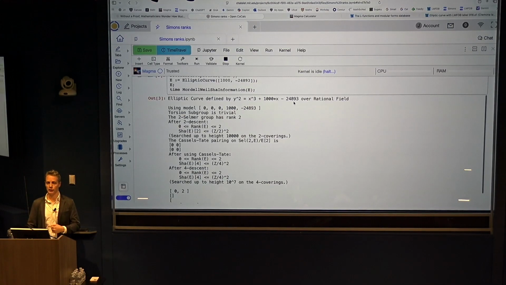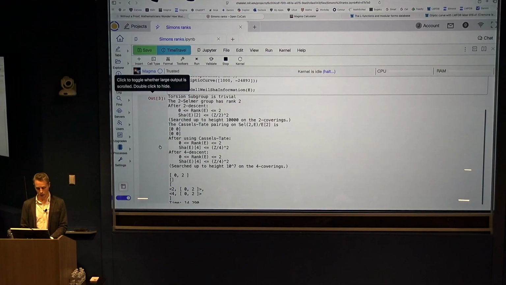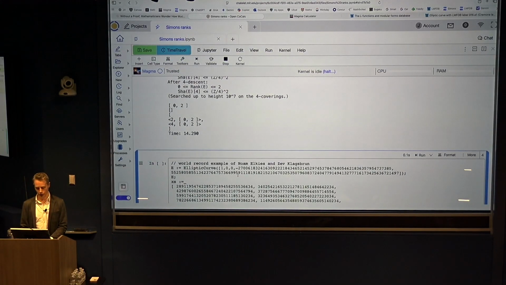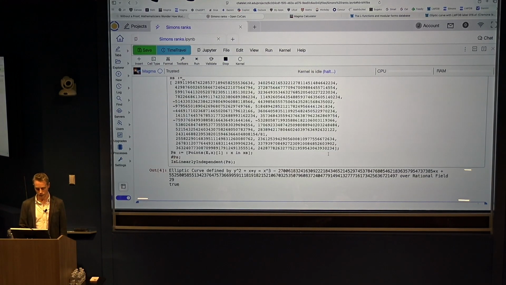Now, the question of showing that the rank is at least 29 is just the lower bound. So here it is. This is the world record example of Noam and Zev. So there's the coefficients. I put plus xy. That's a slight change of variable to complete the square. But here are the x coordinates of the points. I asked for the corresponding y coordinates. And then I asked, is it linearly independent? And the answer is there are 29 such points, and they are linearly independent. And that's enough almost instantaneously to know the rank is at least 29. And it's sort of hard to believe that it isn't 29.